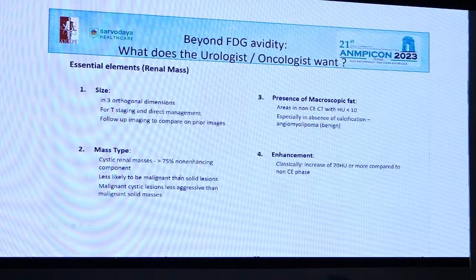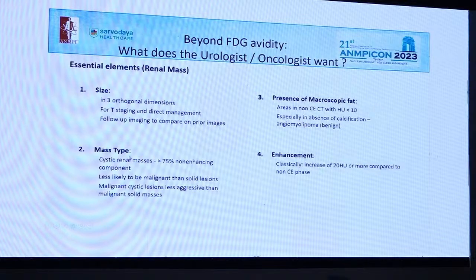So to quickly brush up on what we just did, the essentials have to be in our mind. The size of the mass, the orthogonal dimensions, is needed to give the staging and also guide the management of the lesion. And this is also a baseline, so we can follow up these patients and evaluate response.